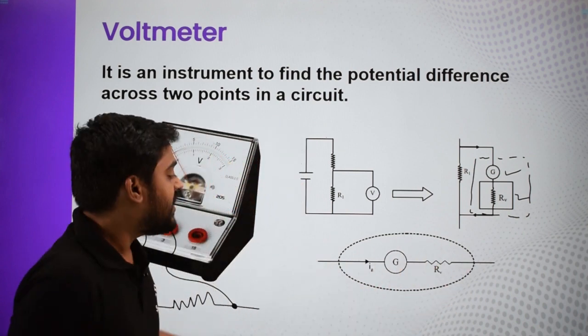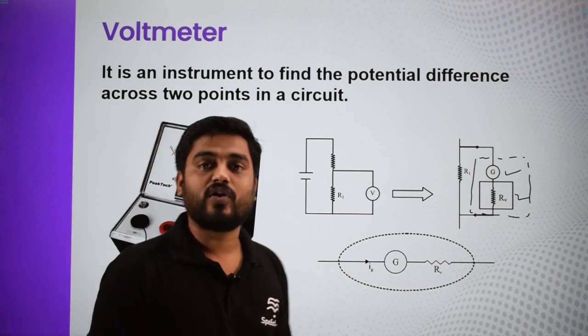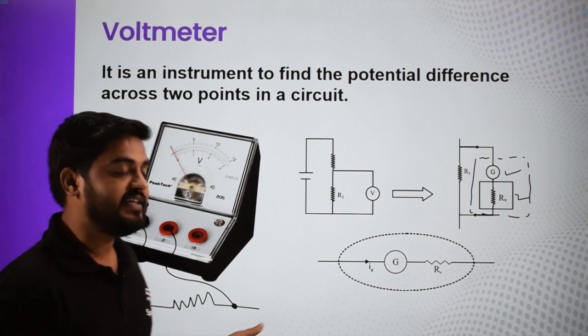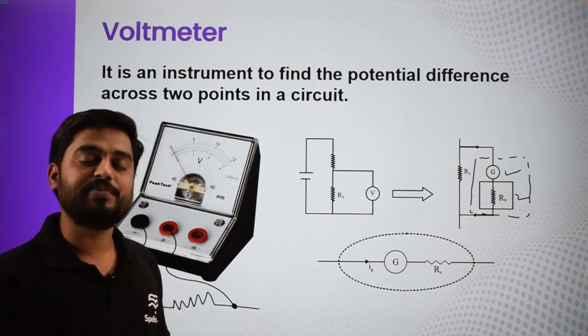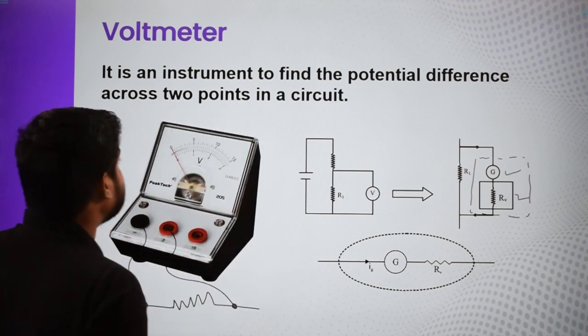Inside the voltmeter again there is a galvanometer and a resistance, but this resistance is not called the shunt. So a galvanometer can be used as an ammeter also and as a voltmeter also. Like ammeter and voltmeter, both devices consist of a galvanometer, which we are going to discuss.